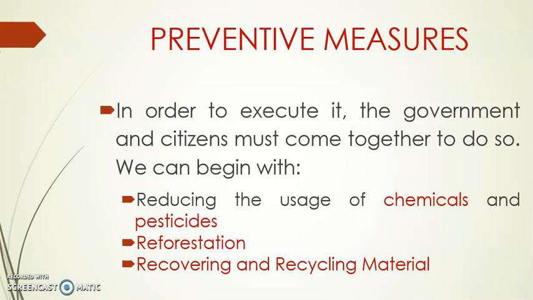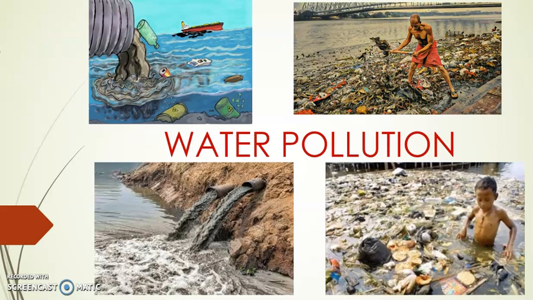And what are the preventive measures we should follow? Every human should focus on reducing the usage of chemicals and use pesticides in a limited manner, so that the land won't get polluted. And reforestation: we have to grow trees and develop greenery, and always use recycled material instead of plastic. Better to use paper bags. The second point is water pollution.